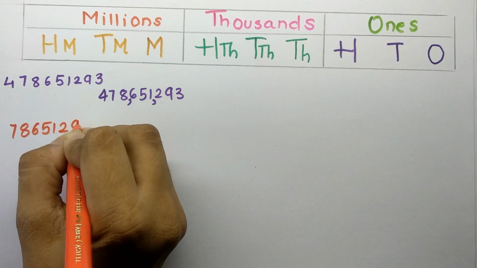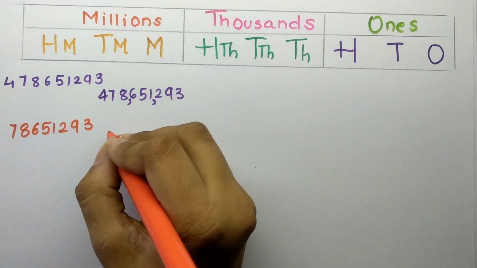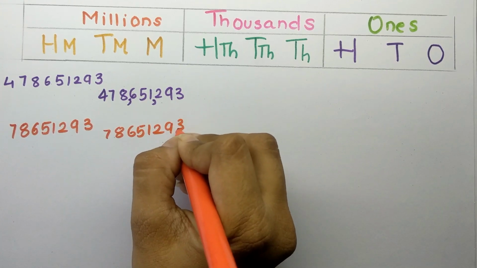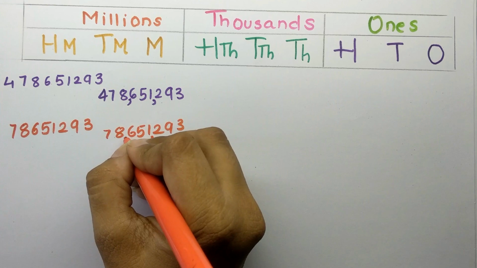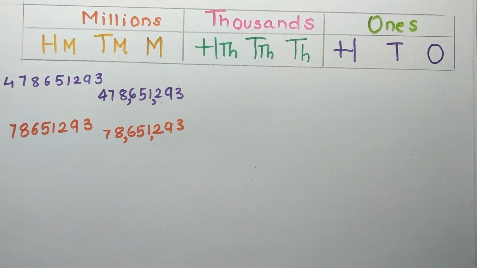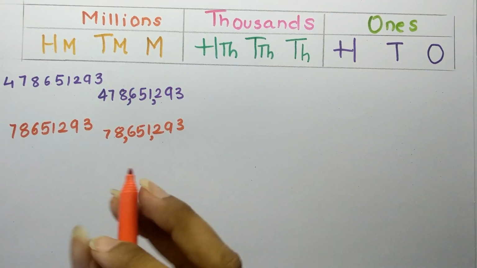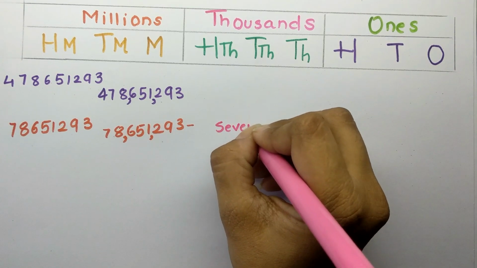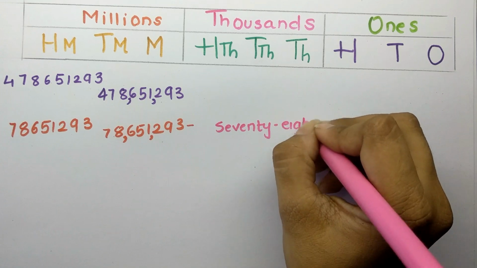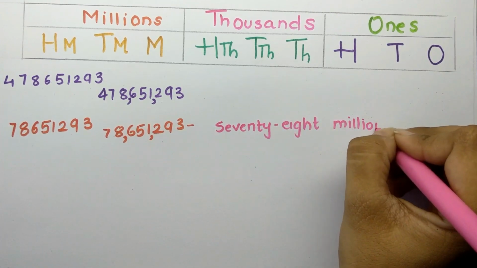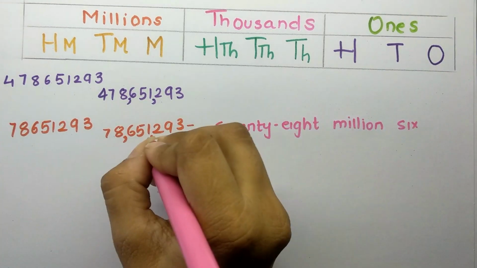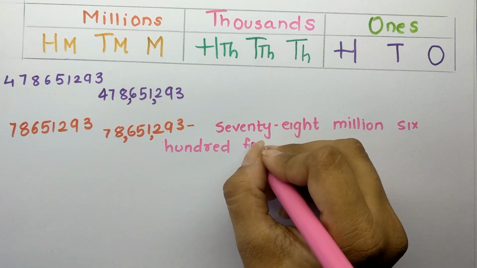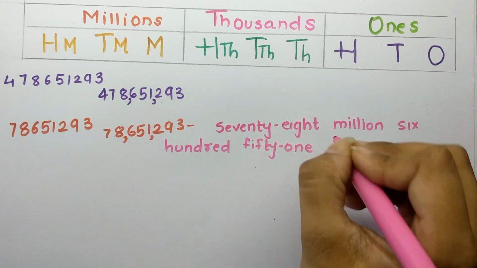Now we'll see one more example. I have 786519293. I separated them using commas. Now let us see how we will write this in words. I have 78,651,293.